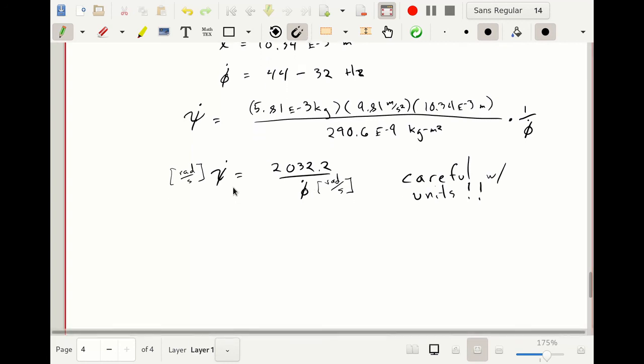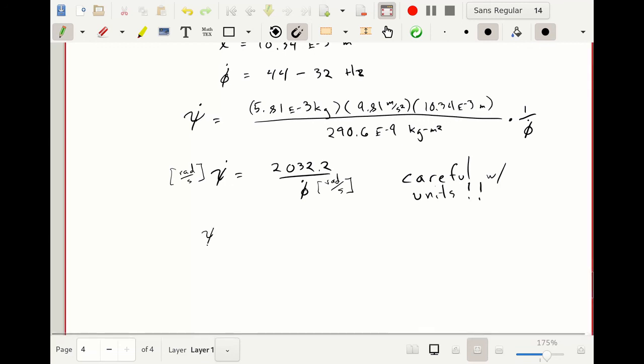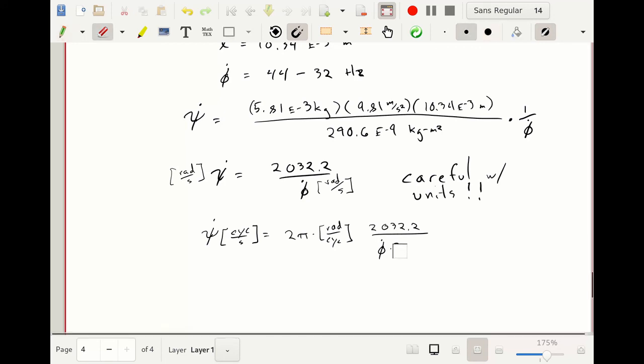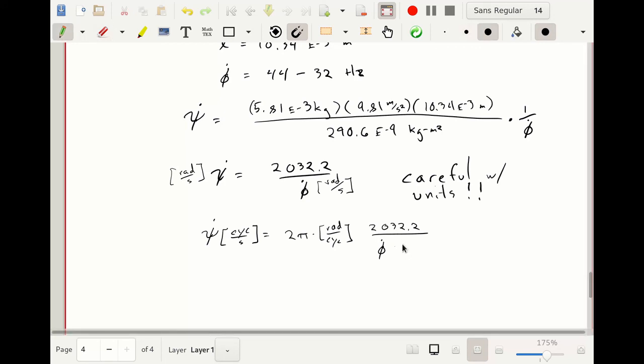So if I want to get this into cycles per second, I have to take that psi dot in cycles per second equals 2 pi times radians per cycle times 2032.2 divided by phi dot times 2 times divided by 2 pi to get cycles per second. So you end up multiplying this term by that 4 pi squared divided by that 4 pi squared.